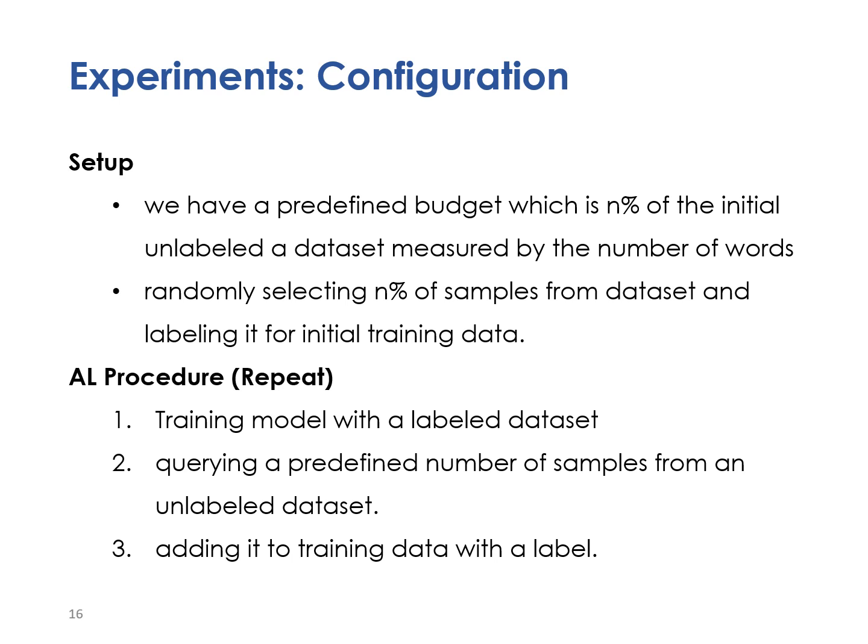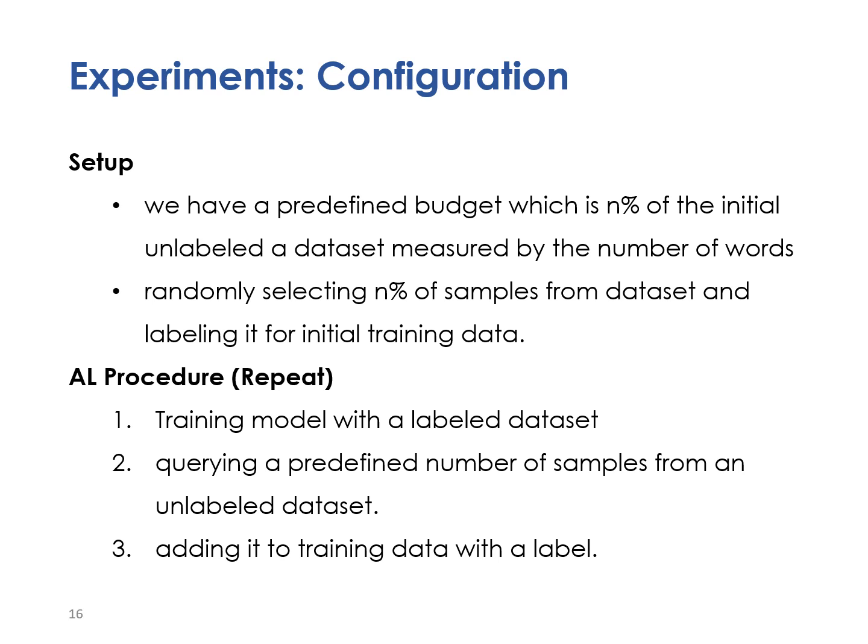Before starting the active learning procedure, we assume that there is no labeled training dataset. So first we define a sampling budget, which is the number of samples to be labeled per active learning round. To begin the procedure, we randomly select and label n% of samples, which is the predefined budget, from the dataset for training the initial model.